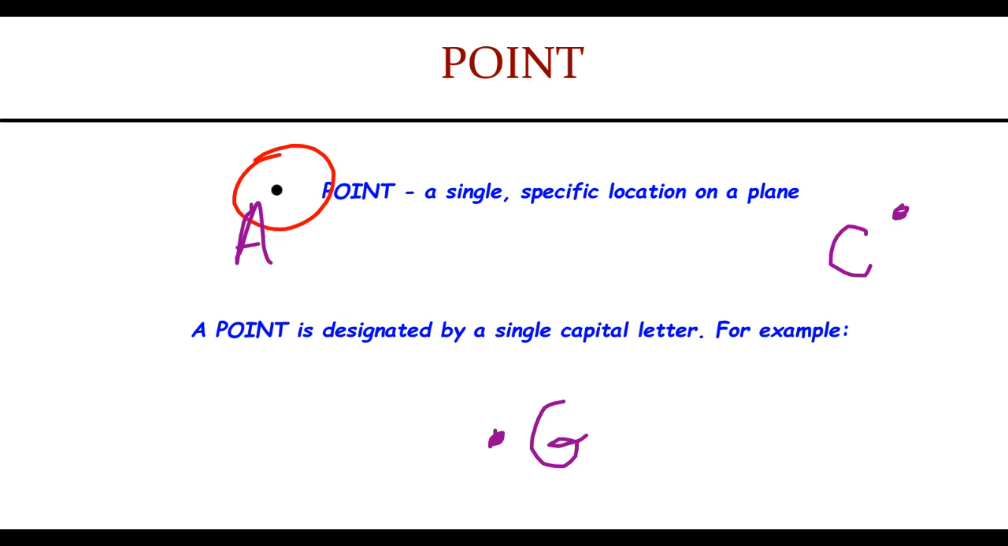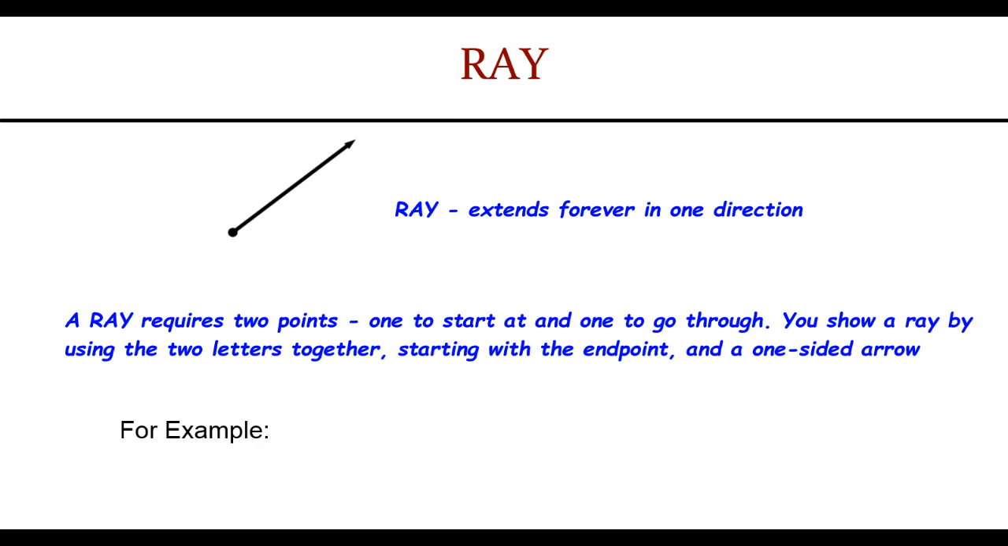Next thing we want to talk about, if we start at a point and go off forever in a single direction, we call that a ray. A ray extends forever from a point in one direction. In order to talk about or write down a ray, we actually need 2 points. We need one point to be what we call the endpoint, which is where it starts, and one point to be somewhere on the ray so that our ray can go from the endpoint through the second point.